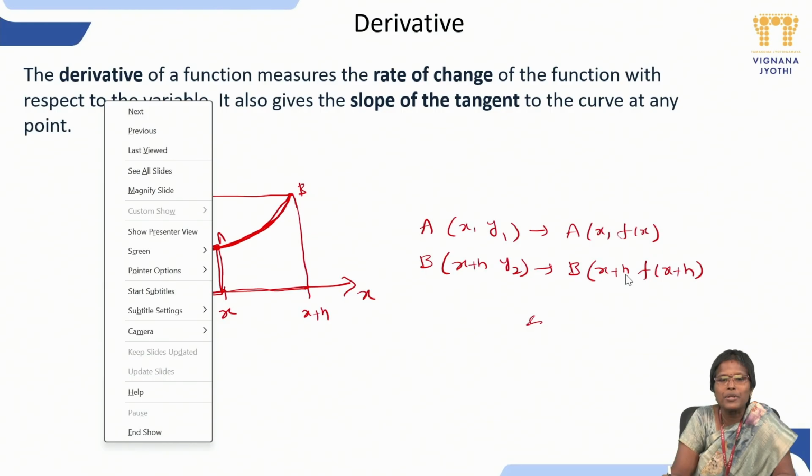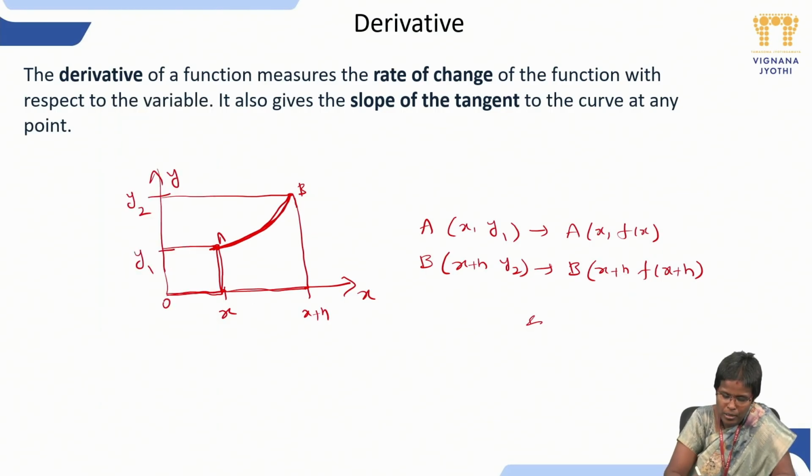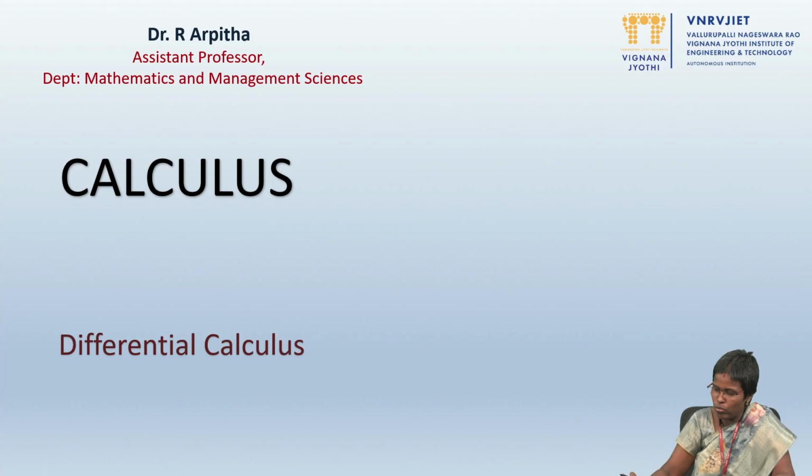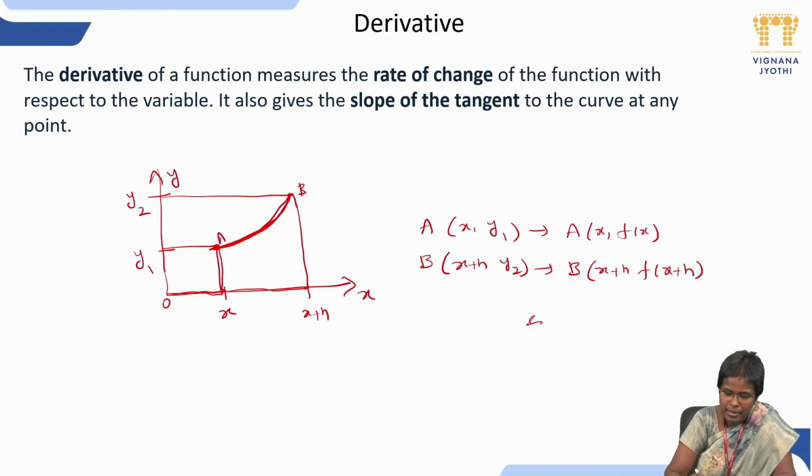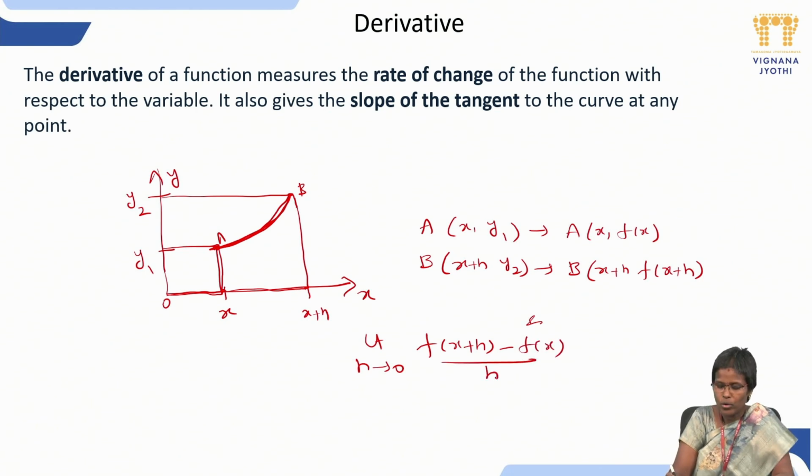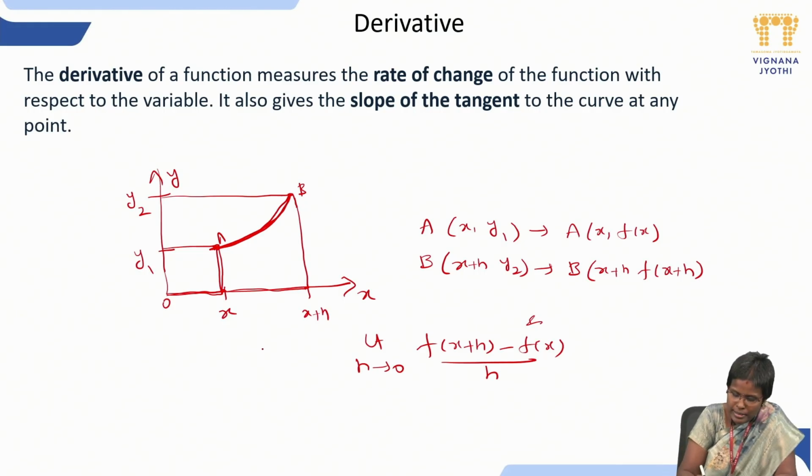Now A and B represent the two points. What is the derivative? Derivative is nothing but the rate of change. I write the limit as h tends to 0 of f of x plus h minus f of x, divided by h. What is the meaning of this? f of x plus h minus f of x is the change in y, with respect to the change in x, as h tends to 0. This is the definition of derivative, and it is denoted by f dash of x.